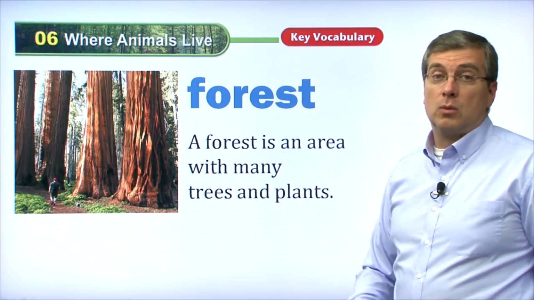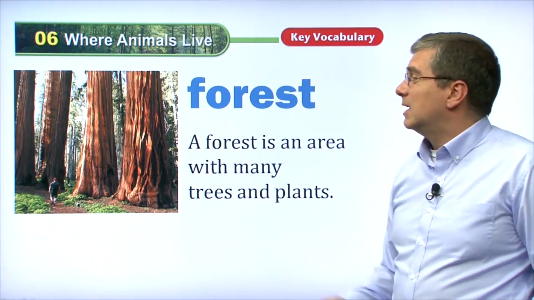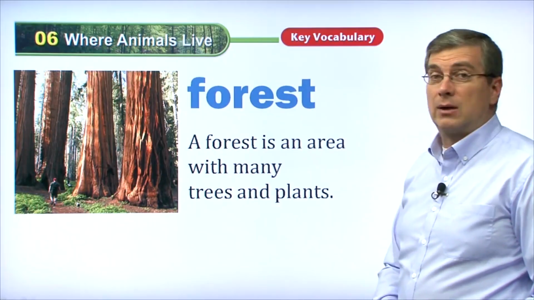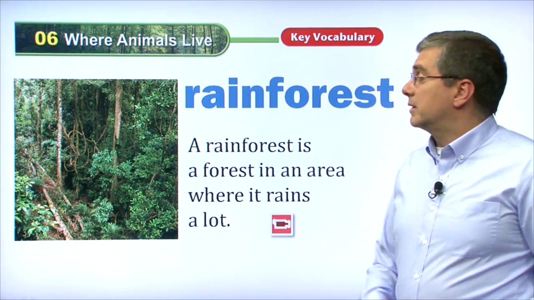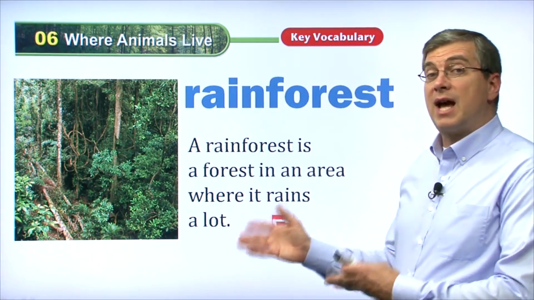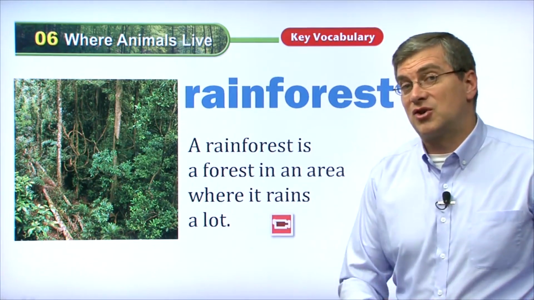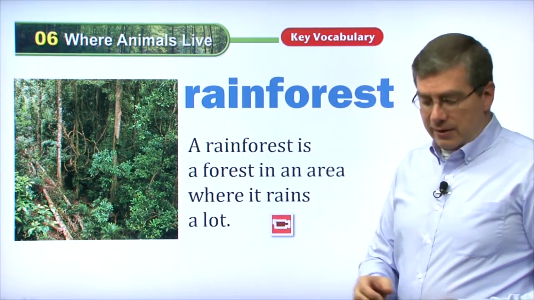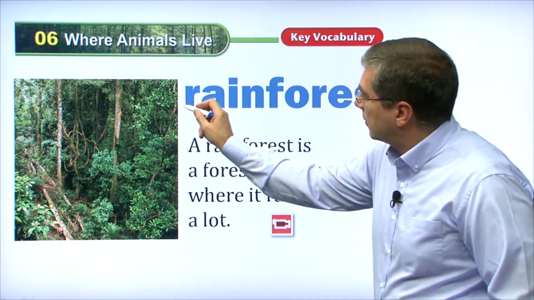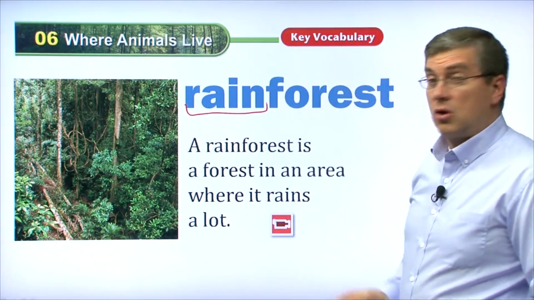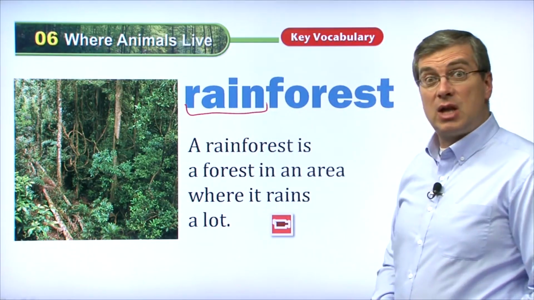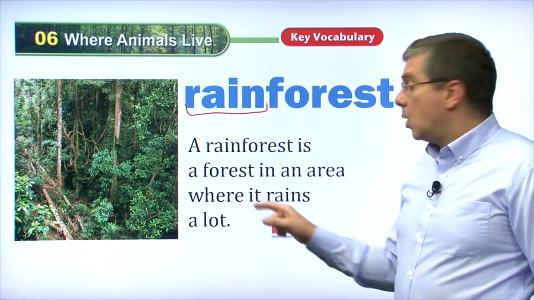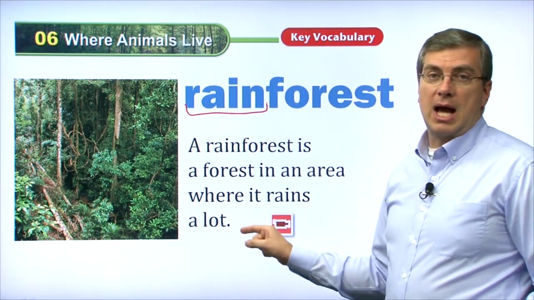Different types of animals will live in different types of habitats. Forests, we'll talk about what kinds of animals live in these different areas later on. Okay, so we looked at forests, but there's another type of forest that's a little special, right? It's called a rainforest, right? A rainforest, of course, is different from a normal forest because of rain. It rains a lot, right? So a rainforest is a forest in an area where it rains a lot.